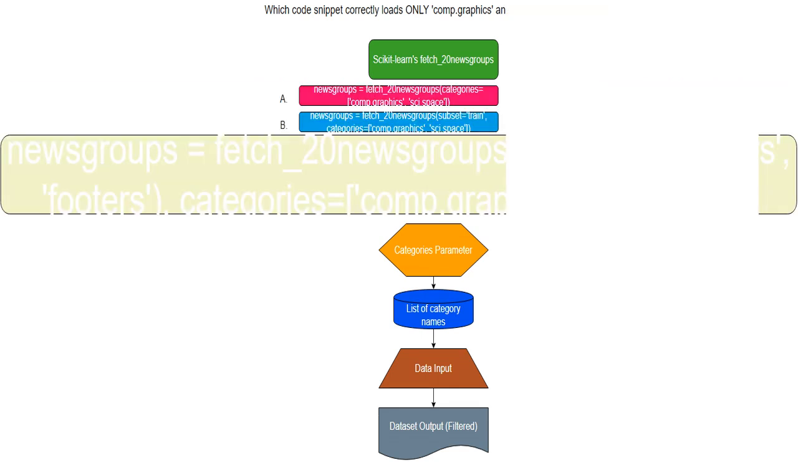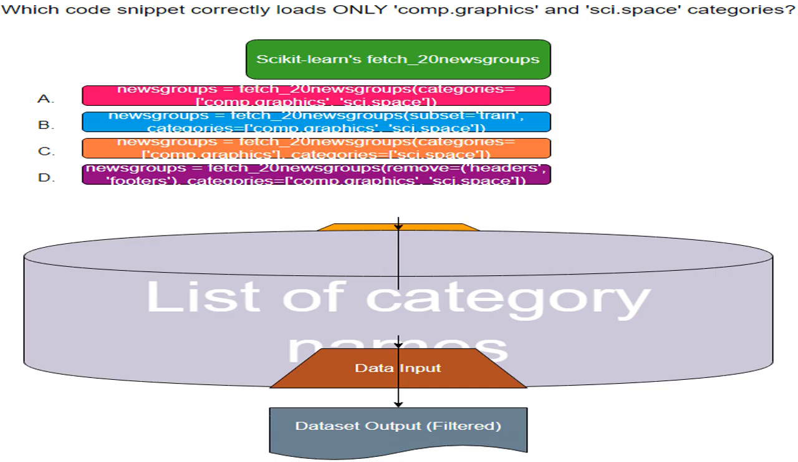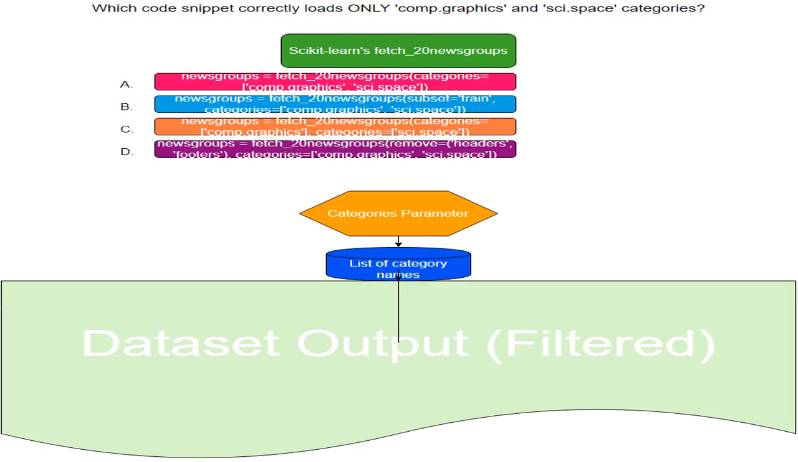The `categories` parameter is super important in the function. I use it to tell the function which categories I want to include in my dataset. It's a list of strings. This refers to the input data for the function. It's the 20 newsgroups dataset. This is the output of the function after using the `categories` parameter to filter the original dataset. I get a smaller dataset that contains only the specified categories.